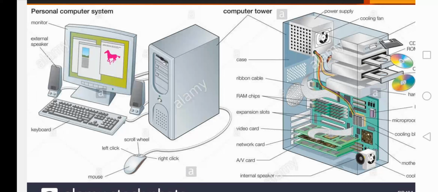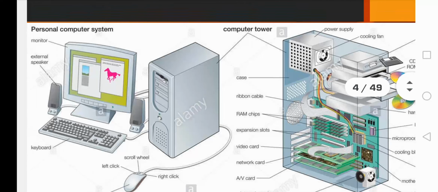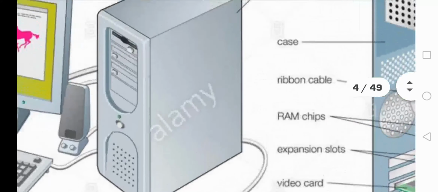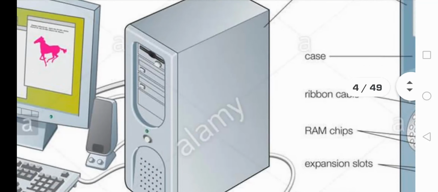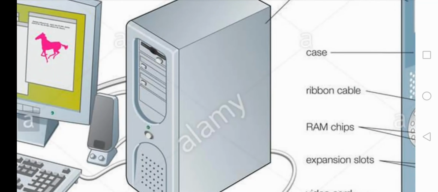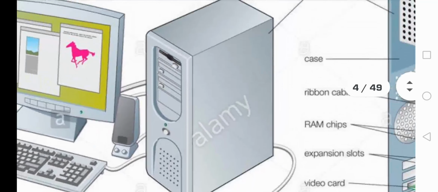The brain of the computer is actually the CPU itself. The CPU is doing every main task or every main operation or every main action that is assigned to the computer. The CPU is this rectangular box whose other name is the computer tower. CPU is also called a computer tower. So this rectangular box is called the CPU, which is called the brain of the computer, responsible for performing various tasks assigned to it.